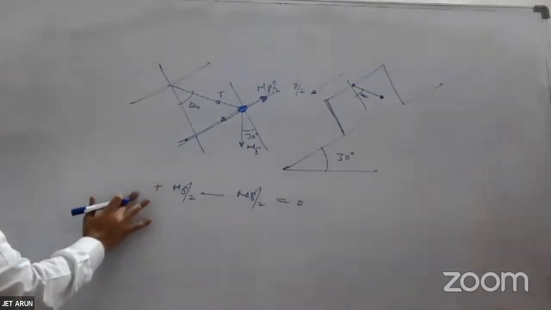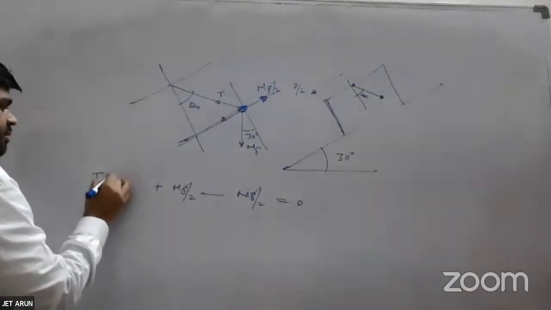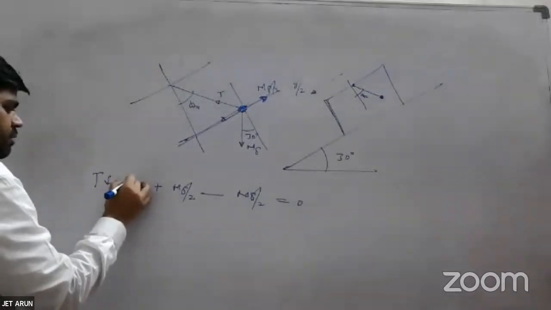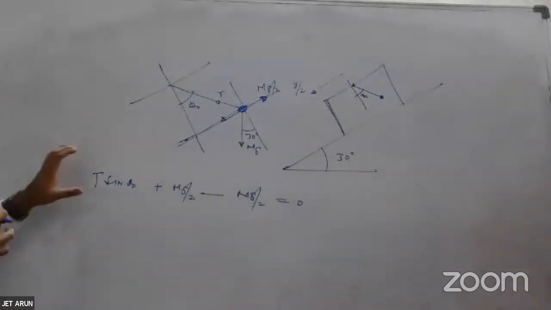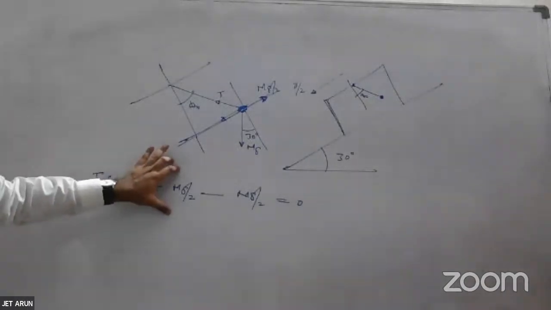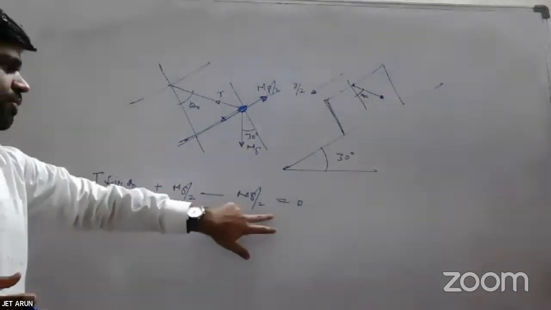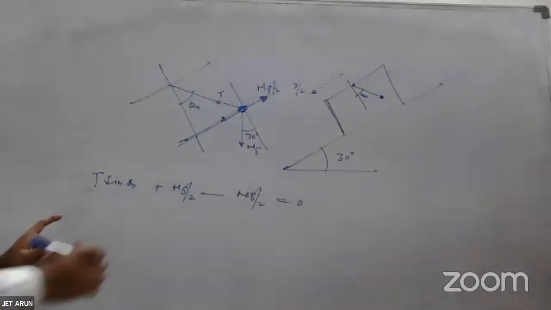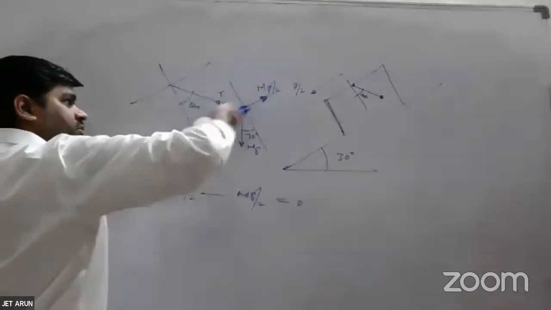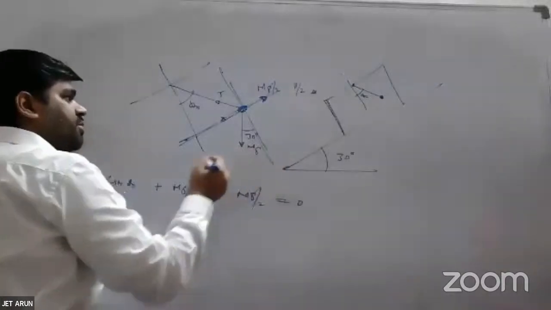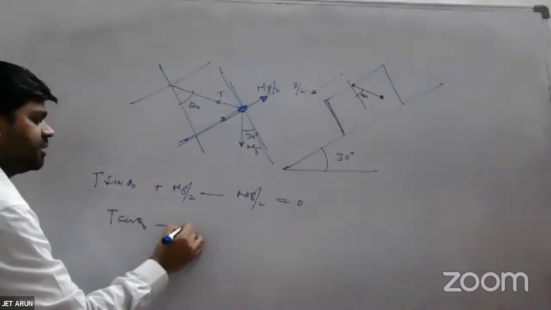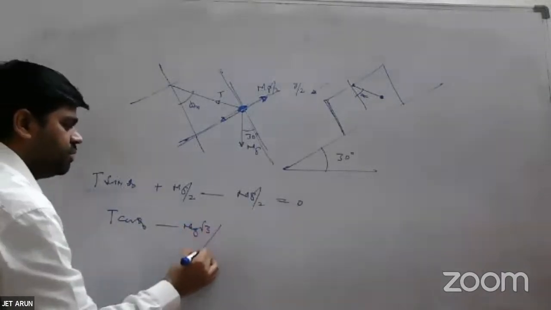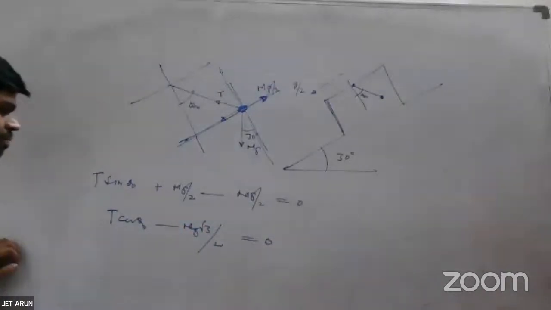Not t, it's t sin theta. Theta kada t sin theta. Sorry. T sin theta plus mg by 2 minus mg by 2 is equal to 0. This is one equation, along the direction parallel to the plane. Now let's look perpendicular to the plane. I'll have t cos theta minus mg root 3 by 2 equal to 0.